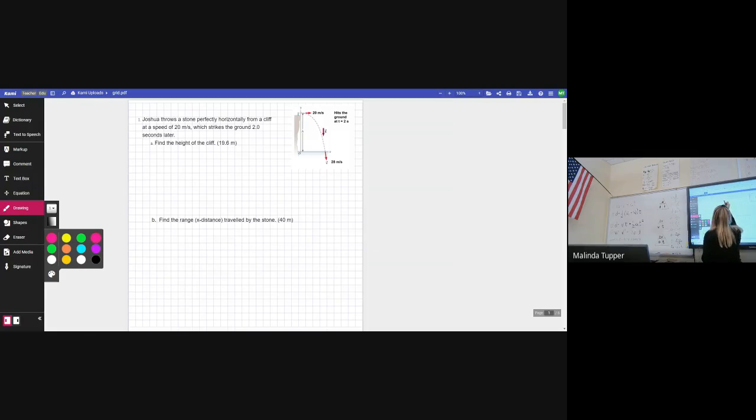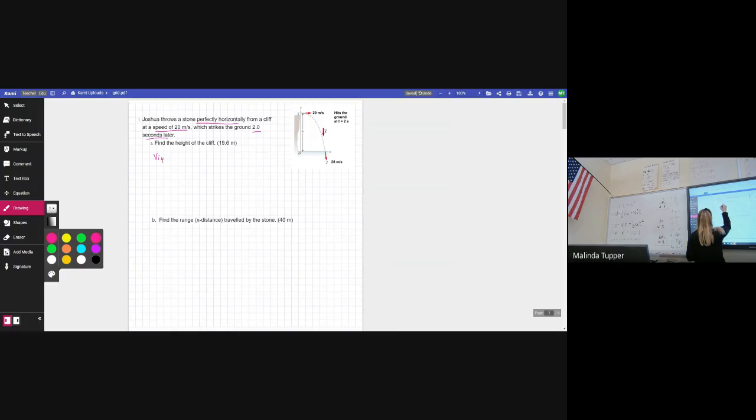So I know that the stone is thrown perfectly horizontally from a cliff at a speed of 20 meters per second, and it strikes the ground 2.0 seconds later. So this is a horizontal projectile problem where we know the time. So find the height of the cliff. Height tells me I'm looking at the vertical. So I'm going to start with my vertical variables.